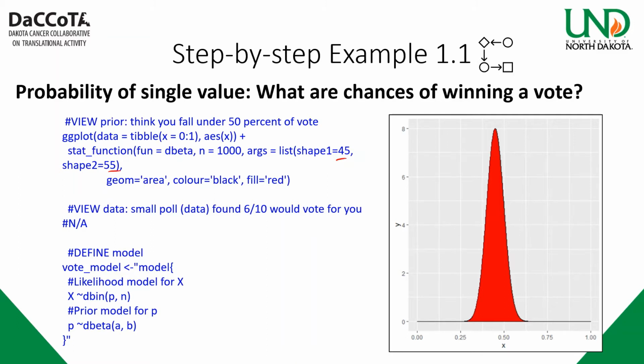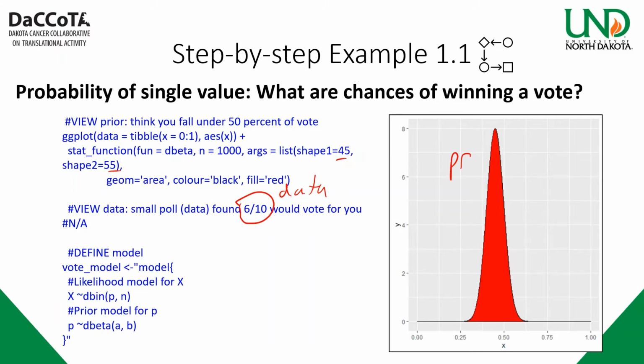And now let's view data. It's not really what we're going to do here because it's very simple. We did a small poll and found that 6 out of 10 people would vote for you. So this is our prior. This is our data. So let's define our model now.